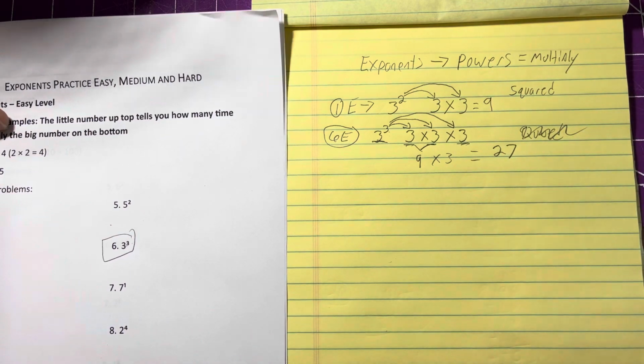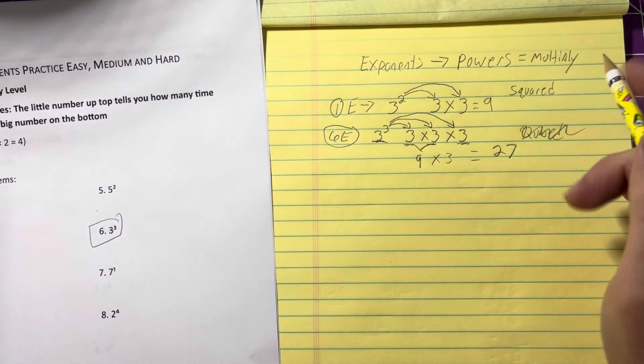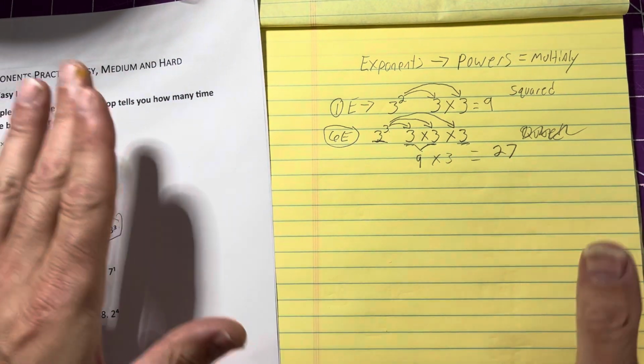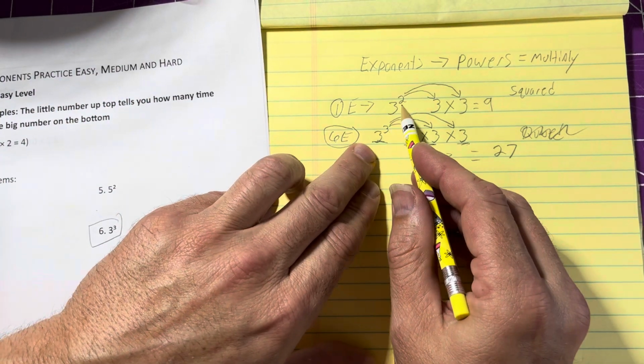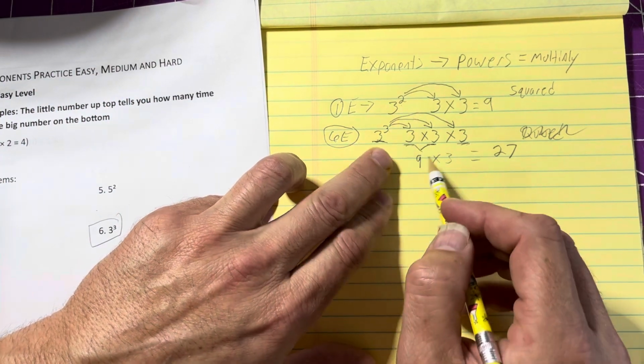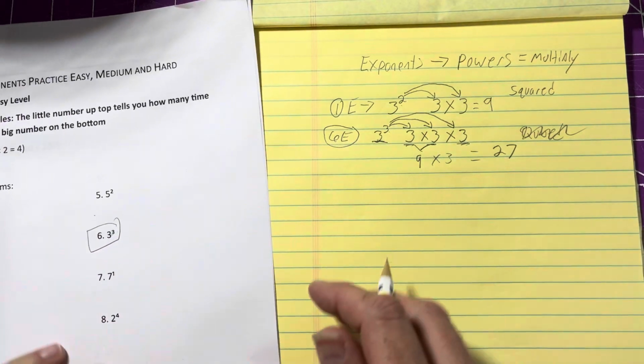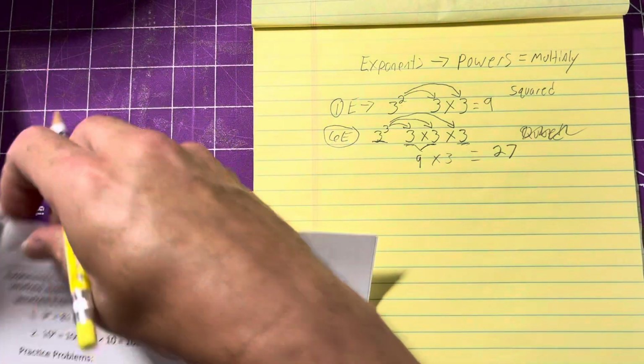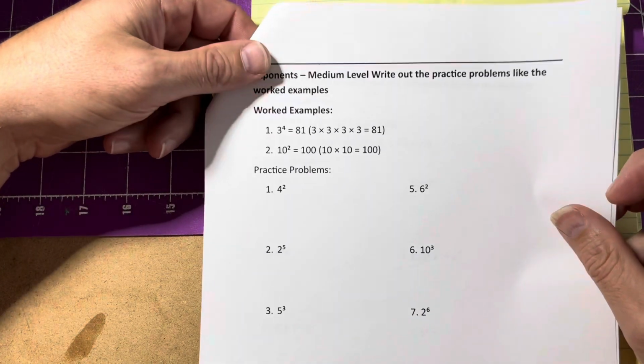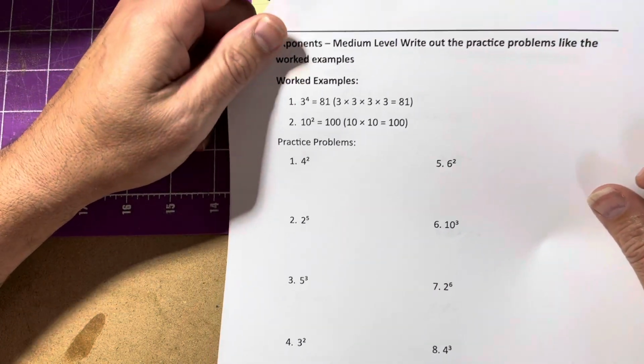All right, so there's some easy ones, and it breaks down. I don't want to overcomplicate it. That's all it is. It's your base number, and it's your exponent, your power. It's how many times you take your base number times itself. So I'm going to flip the page to go to a medium one. So let's flip the page to our medium section.